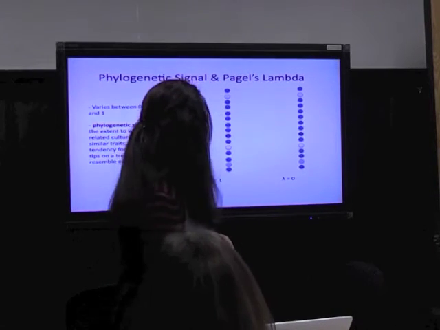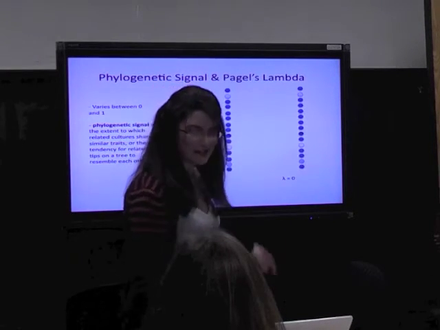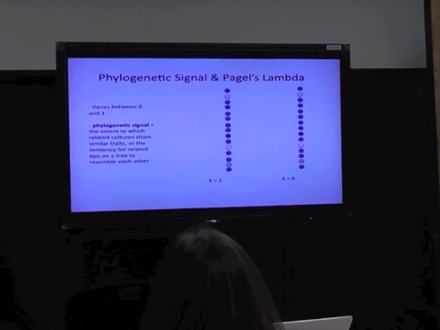Okay. So there used to be a phylogenetic tree here, which I'm going to draw out.